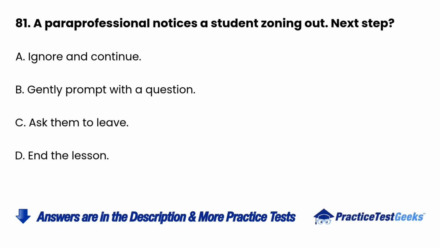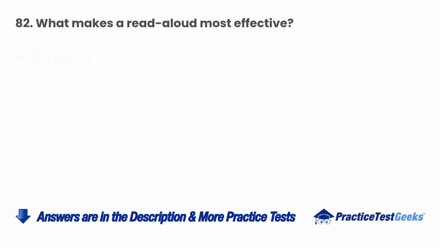81. A paraprofessional notices a student zoning out. Next step. A. Ignore and continue. B. Gently prompt with a question. C. Ask them to leave. D. End the lesson.